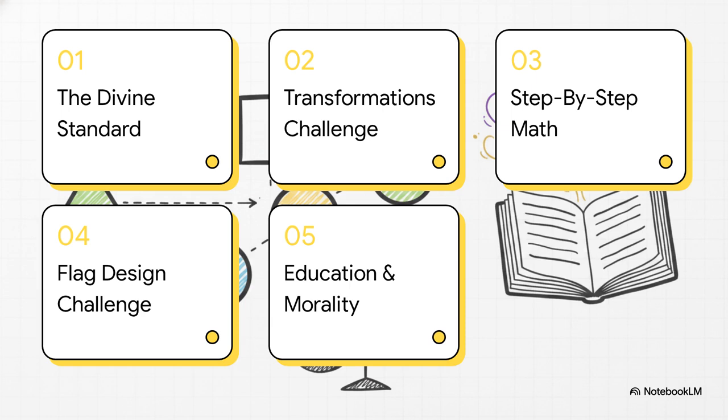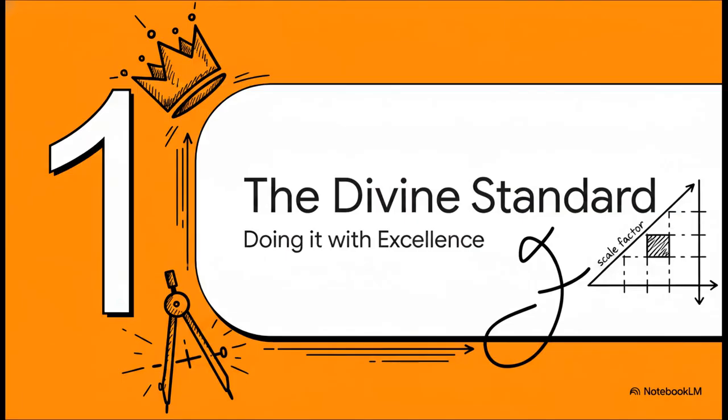First, the divine standard. Second, the transformations challenge. Third, a step-by-step math example. Fourth, your flag design challenge. And finally, education, morality, and peace. All right, let's kick things off with Section 1, the divine standard, doing all things with excellence.